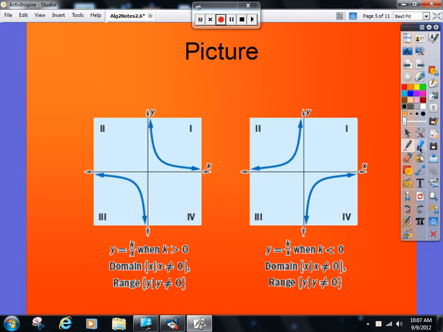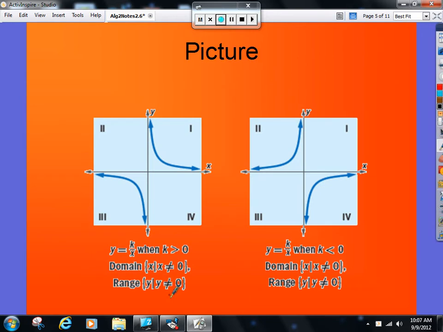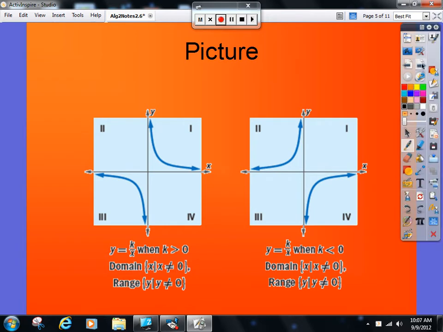Here's a picture. This might be a nice thing to have in your notes. Again, it just says k is positive, domain is this, range is this. K is negative, it's in 2 and 4. Domain is this, range is that. Just a nice generic picture to have in your notes.